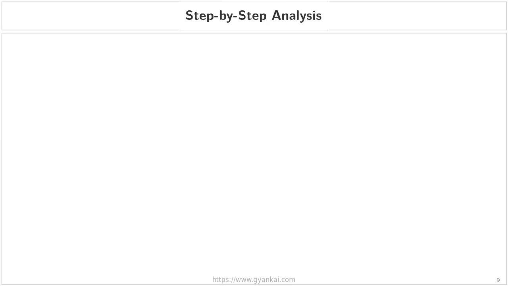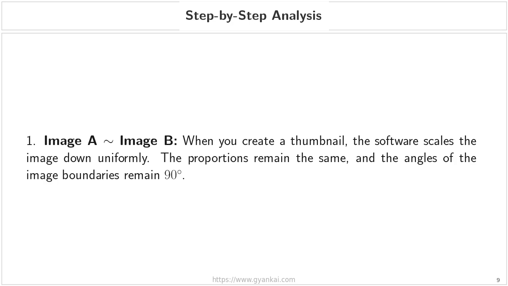Step-by-step analysis. Now, let's apply everything we've just discussed to a practical, real-world scenario to see this property in action. Let's look at the step-by-step analysis of our digital image scaling example. First, let's look at the relationship between image A and image B. When you take your original photo and create a small thumbnail, the software performs a uniform scaling. This means it shrinks the image without stretching it horizontally or vertically.